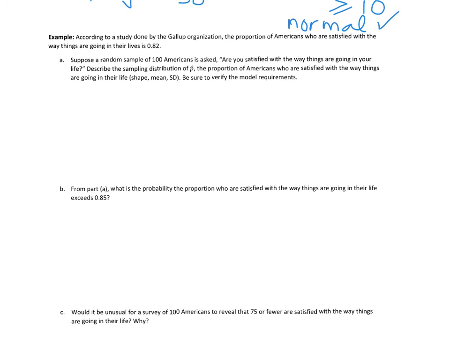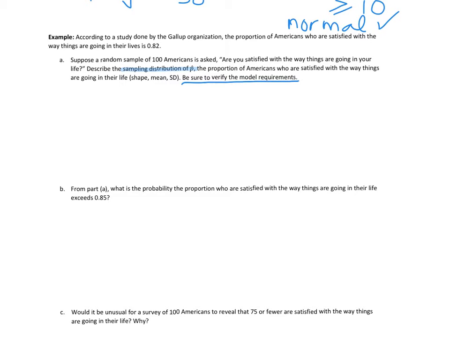According to this study, the proportion of Americans who are satisfied with the way things are going in their lives is 0.82. That's pretty good, that's a B rating. Okay, so let's look at our keywords. Suppose a random sample of 100 Americans is asked, are you satisfied with the way things are going in your life? So this says, describe the sampling distribution of p hat. That's definitely a keyword. And they're saying p hat is the proportion of Americans who are satisfied with the way things are going in their life. And we have to verify the model requirements.